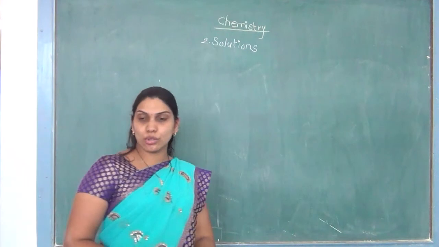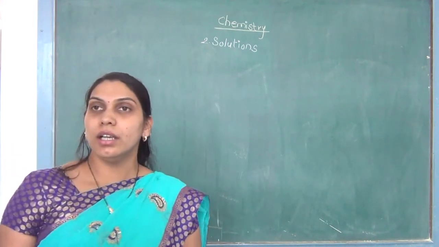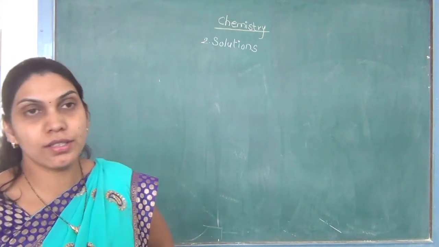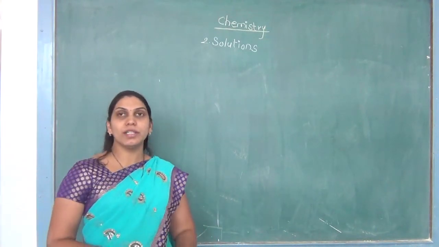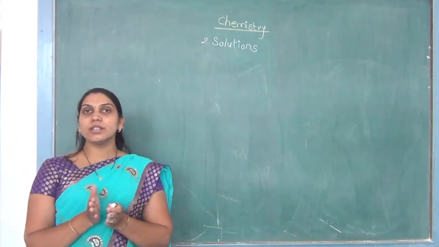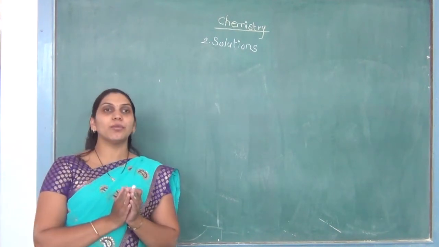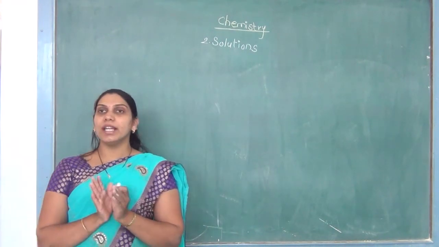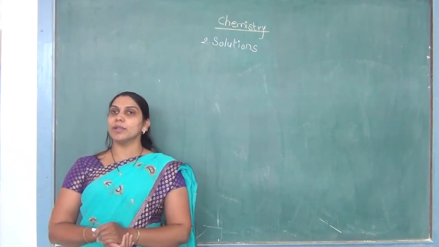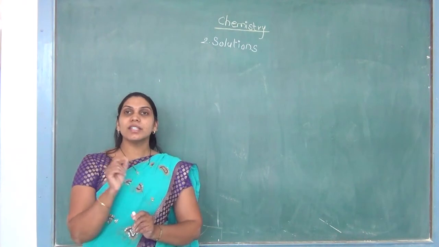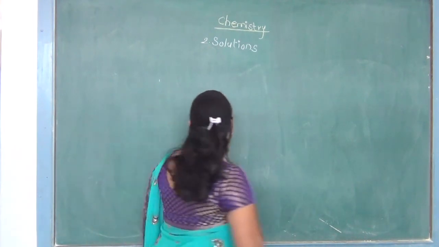In this chapter, solutions, we are going to study in all 4 colligative properties. Out of those 4 properties, we have studied 2 properties. That is, first one is vapor pressure lowering, and another property that we studied is boiling point elevation. Now we will be studying the third colligative property, that is freezing point depression.